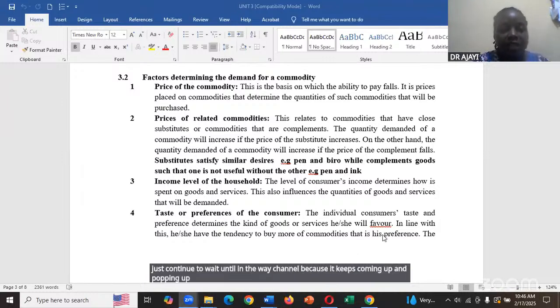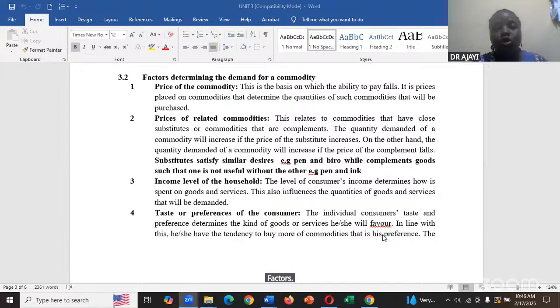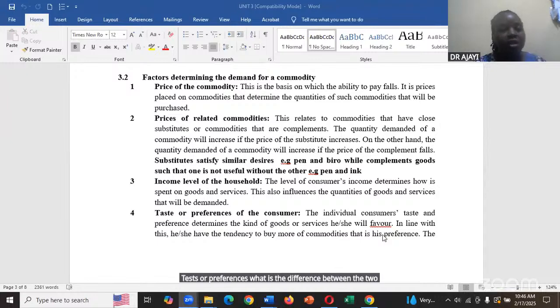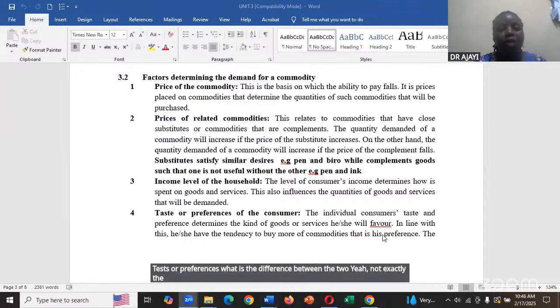So like I said, if we are to go by justification, we try to explain how each of these factors works. I will quickly want us to note down, if you are noting somewhere, when we say taste or preferences, what is the difference between the two? They are not exactly the same meaning. But what is the difference and how do you justify taste or preference, how do you justify its influence on demand?